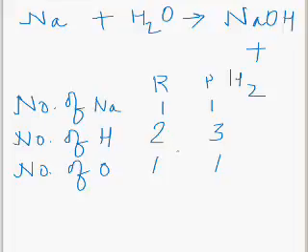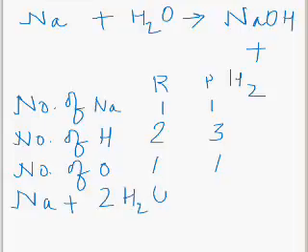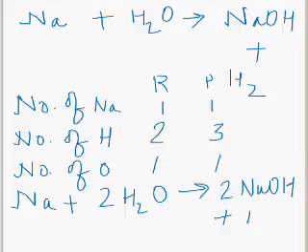So what we will do, we will multiply H2O by 2 and NaOH also by 2. So we have an equal number of hydrogen atoms on both the sides. So we will write Na plus 2 H2O. We have multiplied H2O by 2 and we have also multiplied NaOH, that is sodium hydroxide, by 2. So 2 NaOH plus H2.